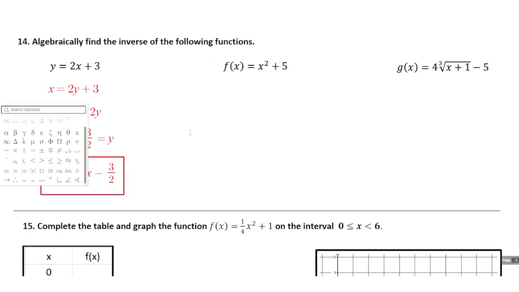The next one, start by swapping x and y. X equals y squared plus 5. Now we'll solve for y. We have x minus 5 equals y squared.